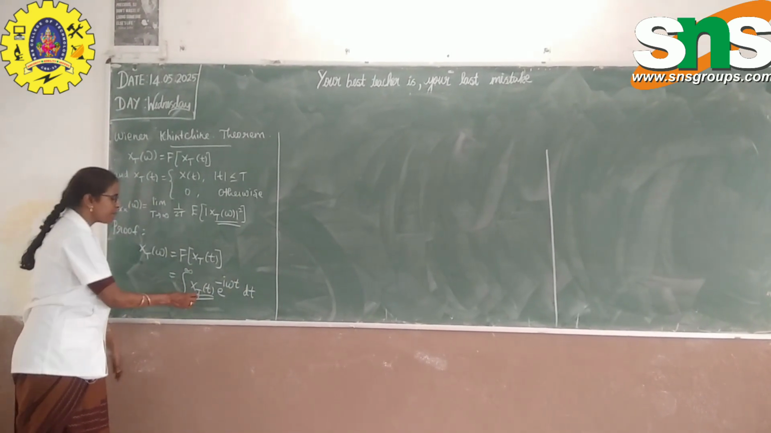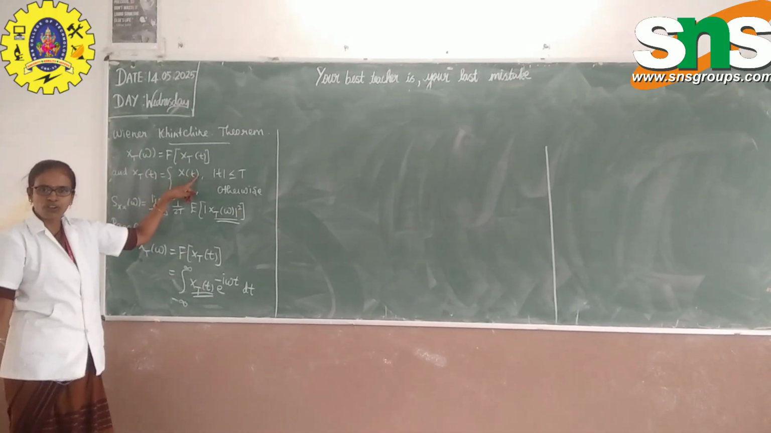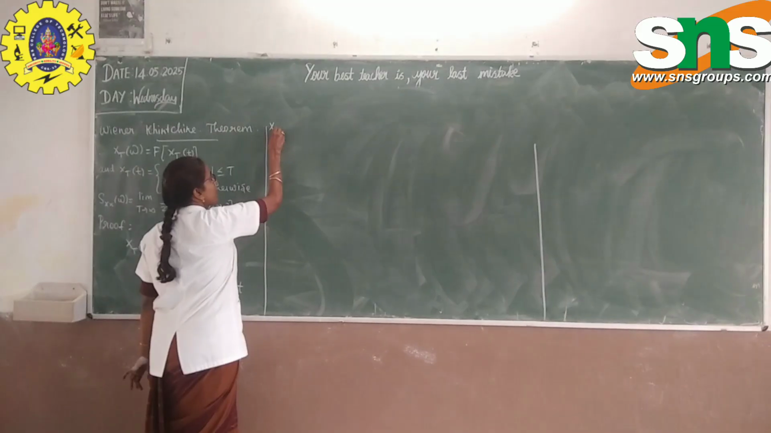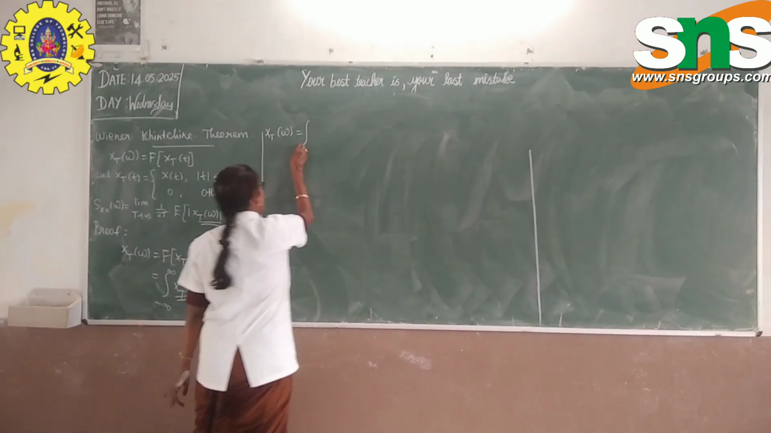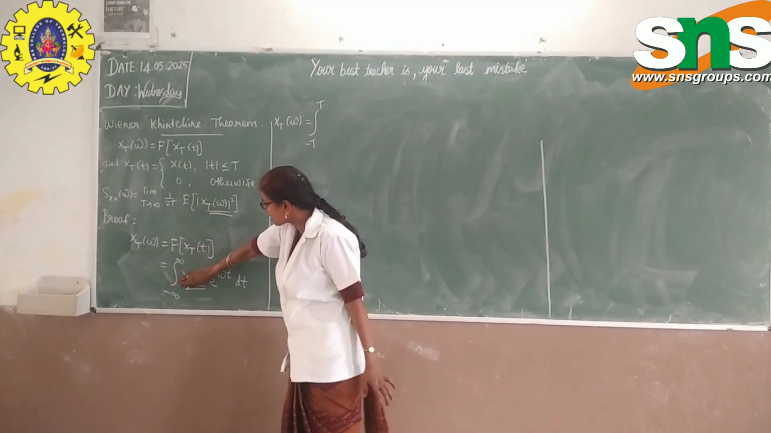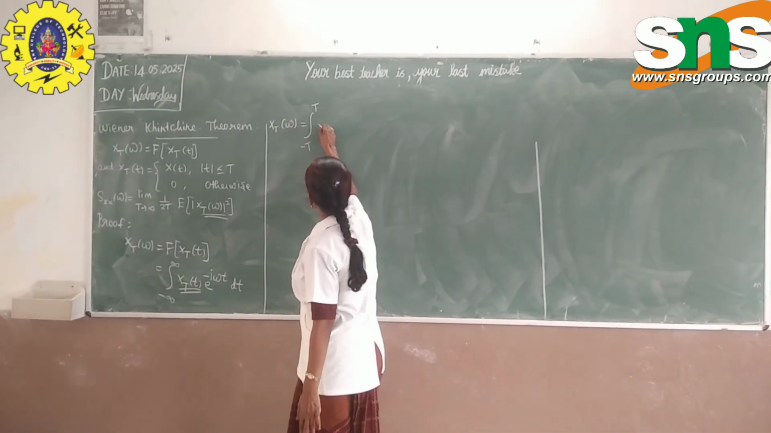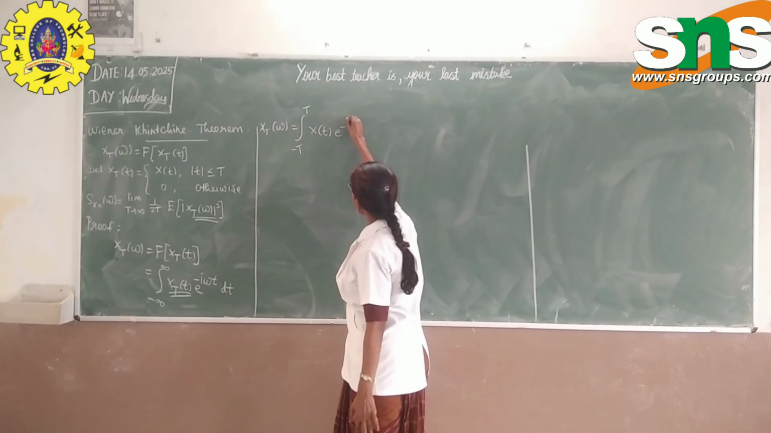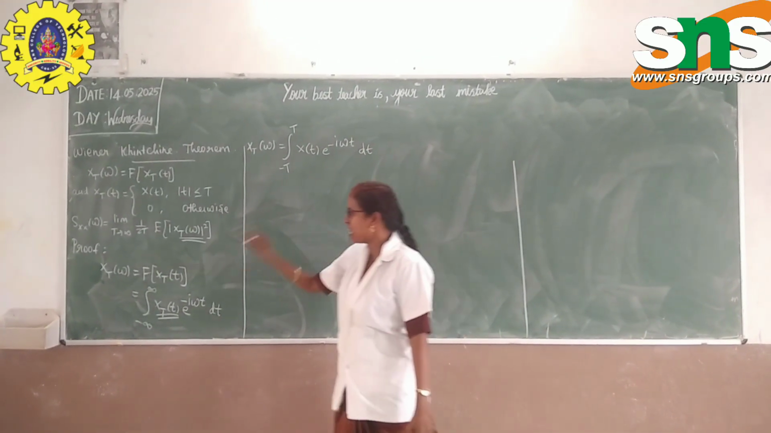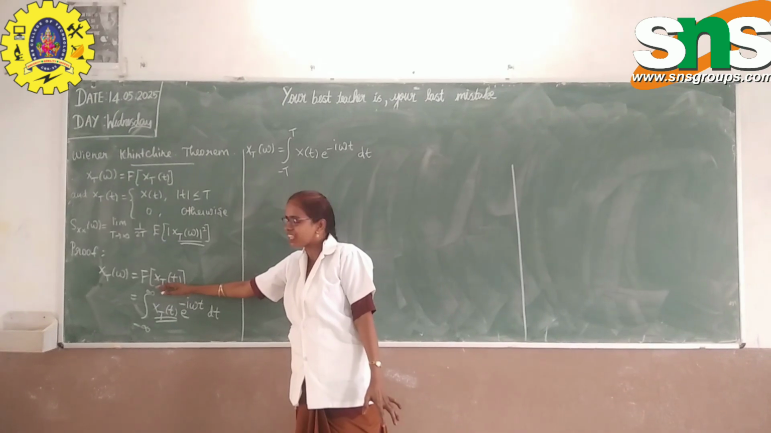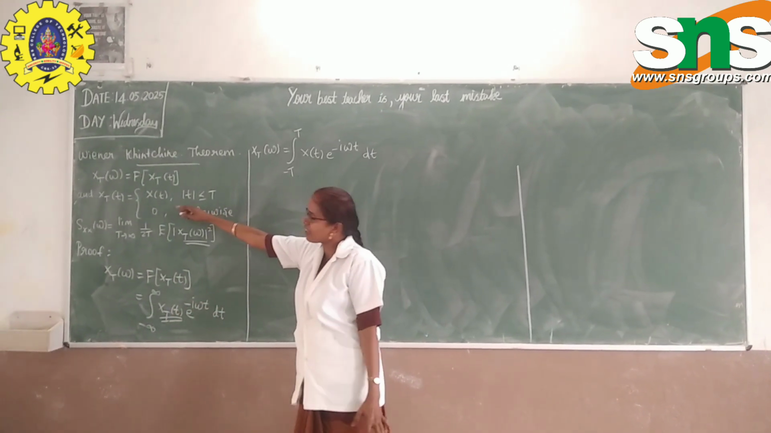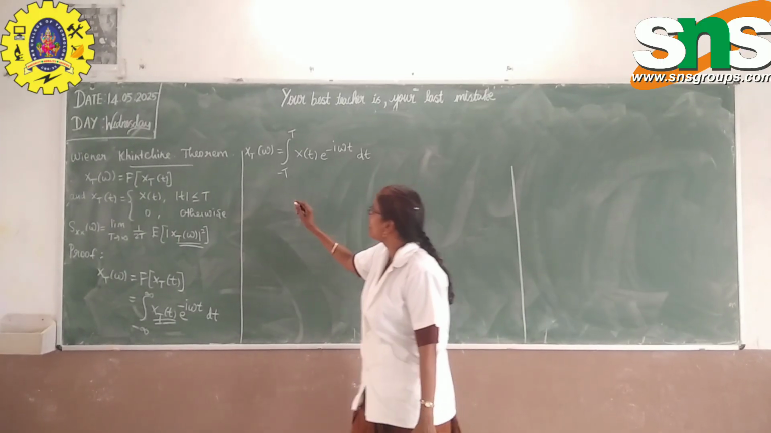Next step, we are going to replace x_T of t with x of t in this integral. So X_T of omega equals the integral, changing the limits from minus T to T, of x of t times e power minus j omega t dt. Am I clear? First I write this one, then write the formula for that case, then replace x_T of t with x of t and change the limits accordingly.